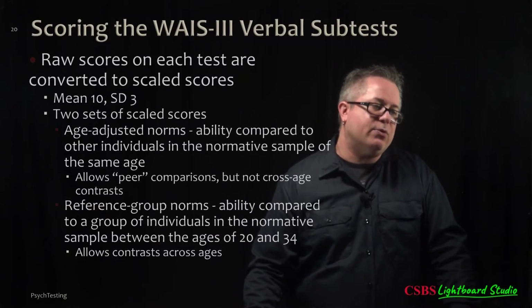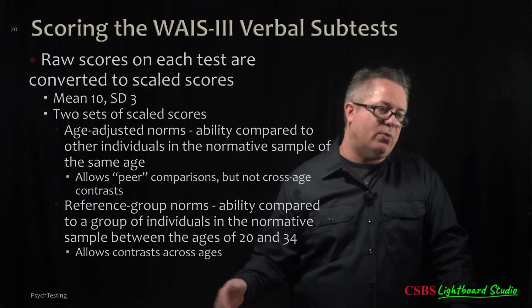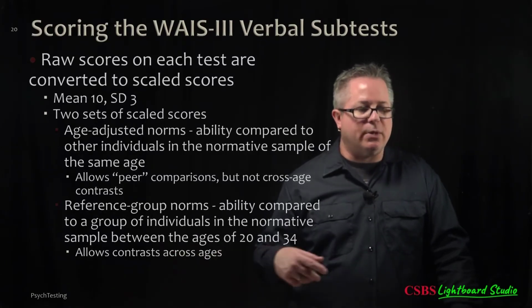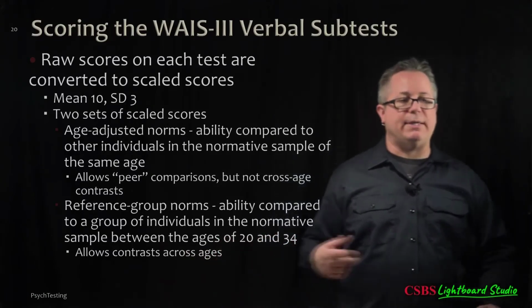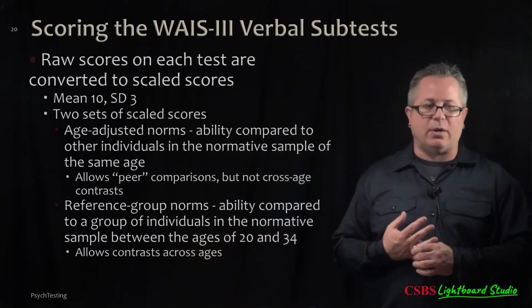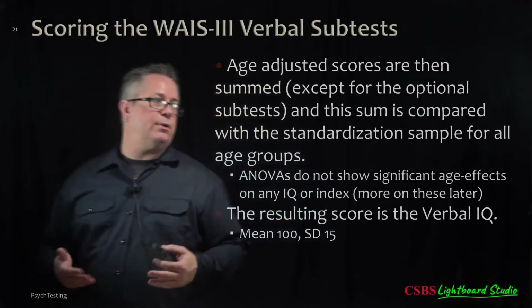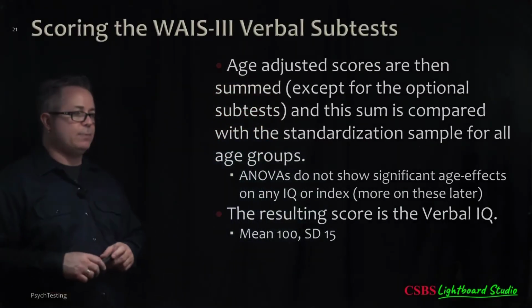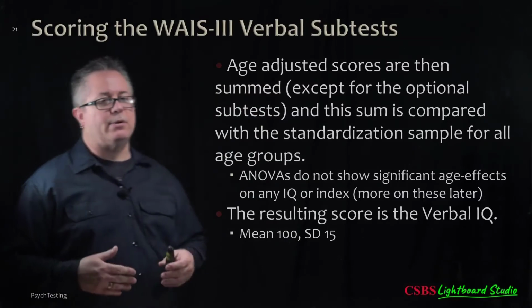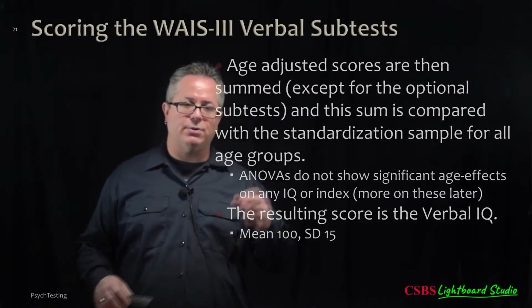And then you got reference group norms, which is the ability to compare to a group of individuals in the normative sample between the ages of 20 and 34. This allows a better contrast across ages, but isn't quite as sensitive within an age group. Age-adjusted scores are then summed, except for the optional subtest. And this sum is compared with the standardization sample for all age groups.